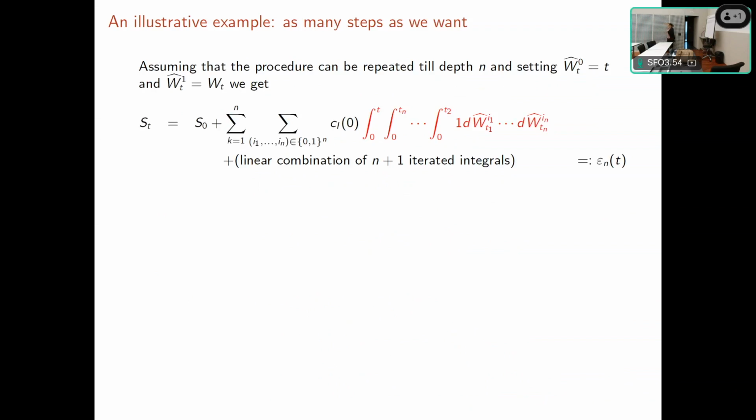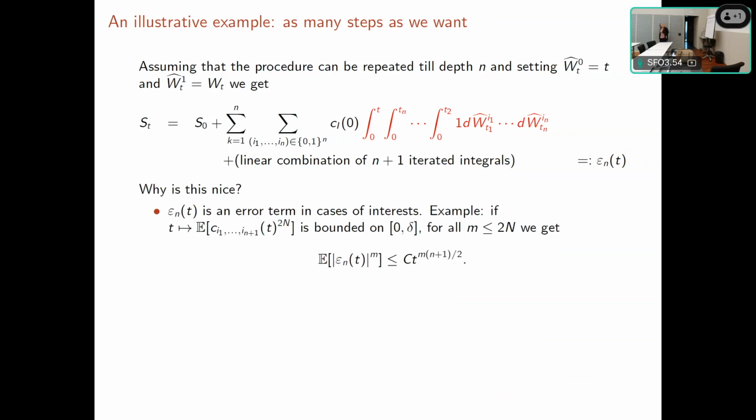And there are 3 nice facts about that. First of all, epsilon n is an error term in many cases of interest. Because you can call it epsilon, but if it's not an error, you don't go anywhere. What does it mean? If the function that is inside all the integrals is sufficiently nice, like integrable, for example, then the expectation of your error will go to 0 quicker and quicker. Okay, for example.